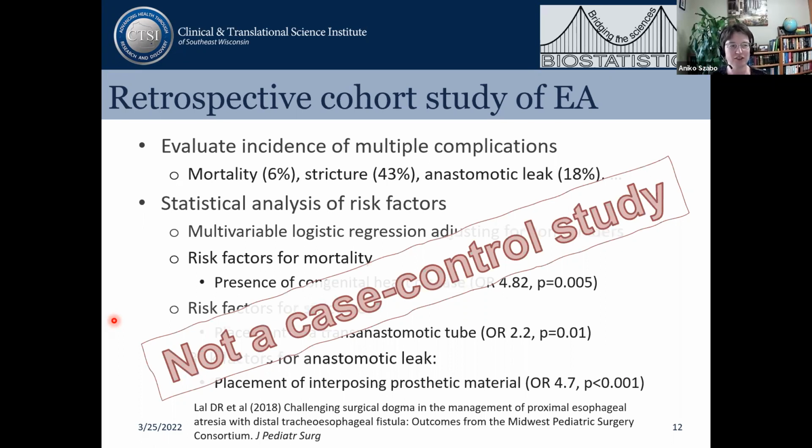My title even says there it's a retrospective cohort study specifically, because we had defined a cohort retrospectively and then followed those patients and looked at their outcome. But the reason I wanted to go through it is because this is a really good study design to study risk factors. In fact, I think very often this is what you want to do.